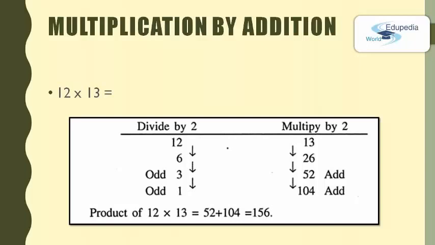For the right-hand side, that means 13. We start from 13 and we multiplied 13 by 2, the answer is 26. And we multiply 26 by 2, the answer is 52. And we multiplied 52 by 2, the answer is 104. And we stop right there as we come up to 4 rows. And now for the odd numbers 3 and 1, we add 52 and 104. The answer is 156. So 12 multiplied by 13 is equal to 156.